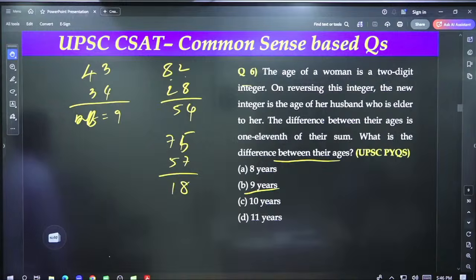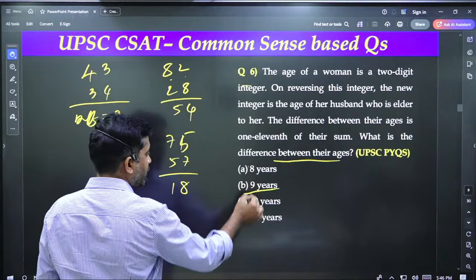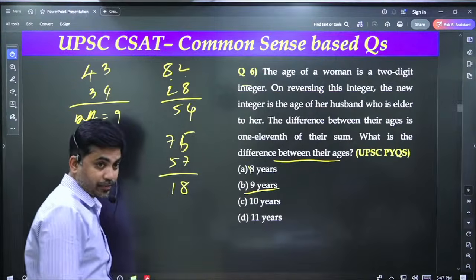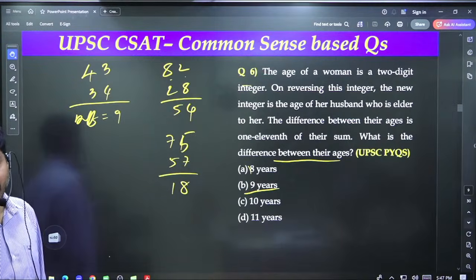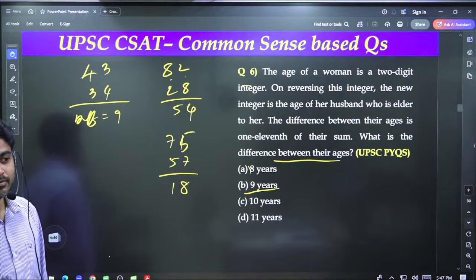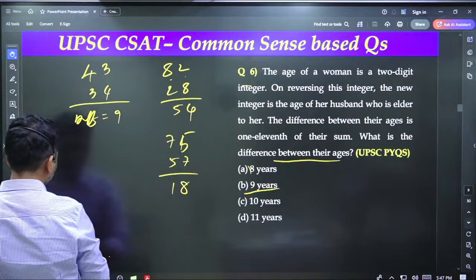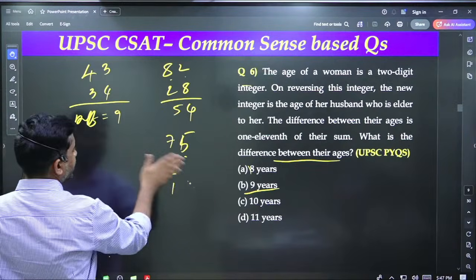Suppose the first option is 18 years, which means a multiple of 9. Then don't answer option B directly; you have to do something. What is the basic method for this? What is the traditional method?